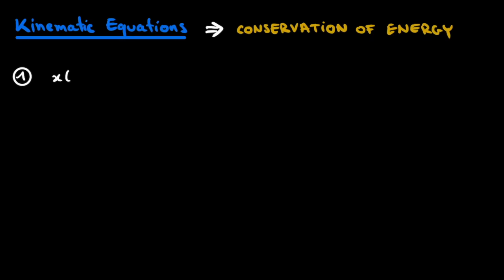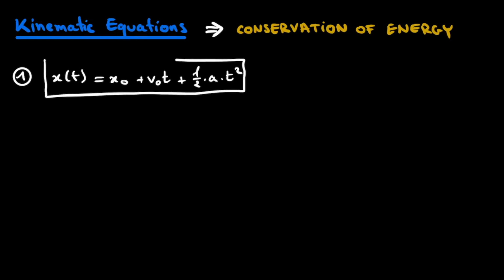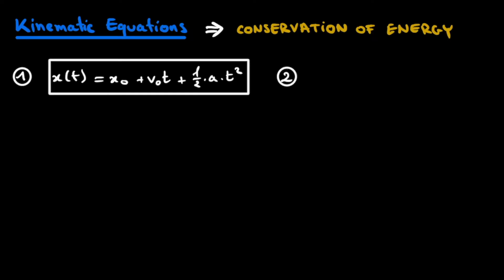It's that x of t is equal to x0, the initial position, plus v0 times t, plus 1/2 times a, the acceleration, times t squared. And this will be the first ingredient that we will use. And there is of course the second equation of kinematics, which is also oftentimes used, which says that v of t, so the velocity after a time t, is equal to the initial velocity v0 plus a multiplied by t.